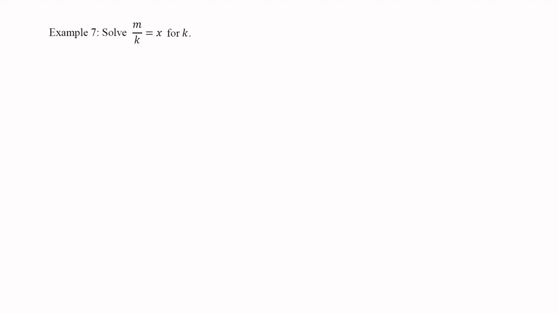In this example, we're going to solve m over k equals x for k. Well, k is in the denominator, so how are we going to handle that? We're going to start by multiplying each side by k to get k in the numerator. And that leaves us with m equals kx. But we want k by itself. So now we're going to divide each side by x. And that leaves us with m over x equals k. So now we have solved the equation for k.